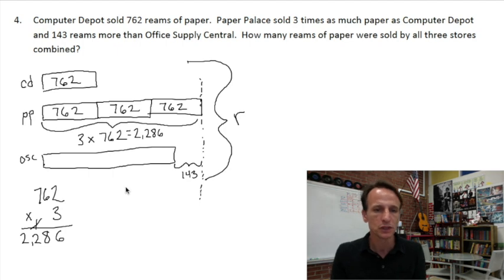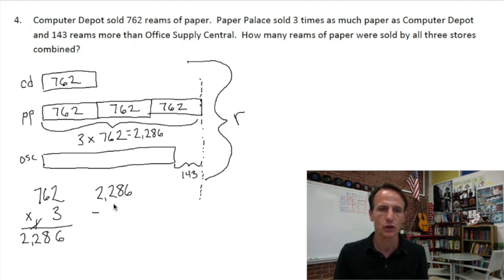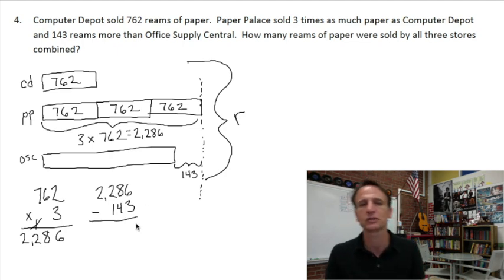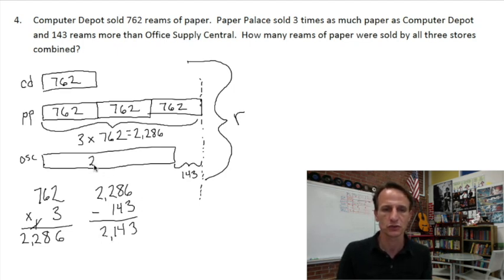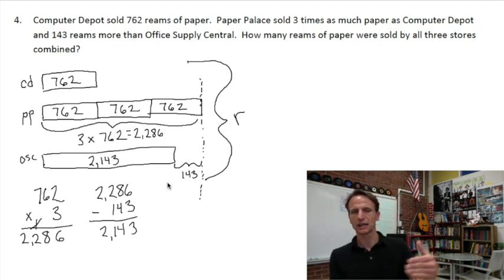Now if we take Paper Palace's total, we can see they sold 143 reams more than Office Supply Central. So if we take Paper Palace's total, 2,286, and subtract that 143, we'll get Office Supply Central. So minus 143. And look, no regrouping. I'm surprised. I thought they would have made this a little harder. Huh. Okay, 6 minus 3 is 3. 8 minus 4, 4. 2 minus 1, 1. And 2 in the thousands place. So Office Supply Central's total here is 2,143.